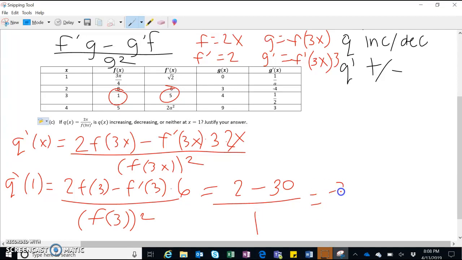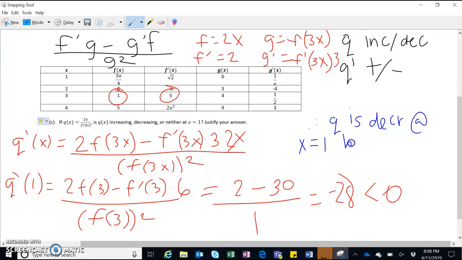It looks like I get an answer of negative 28, which is fabulous for one reason. It's less than 0. So I can draw a conclusion here that says q is going to have to be decreasing at x equals positive 1, because q prime of 1 is a value less than 0.